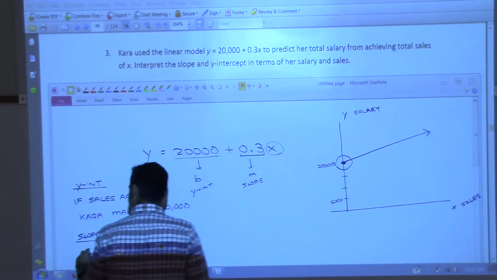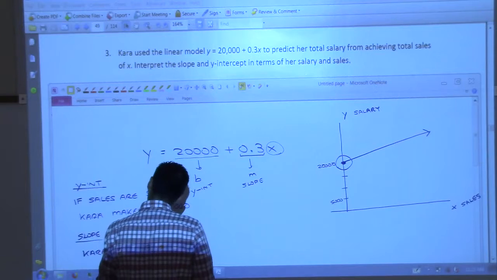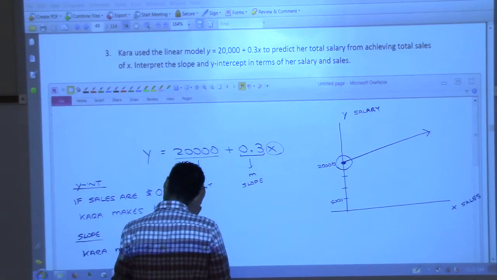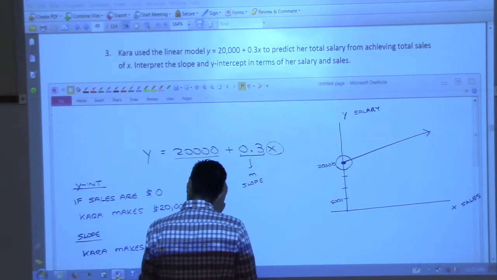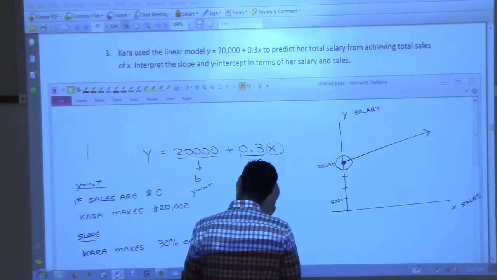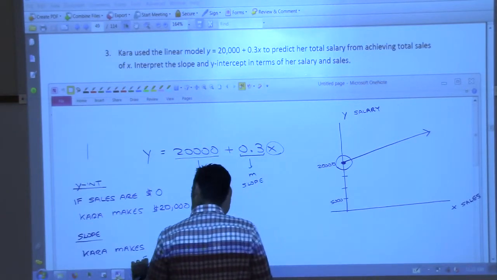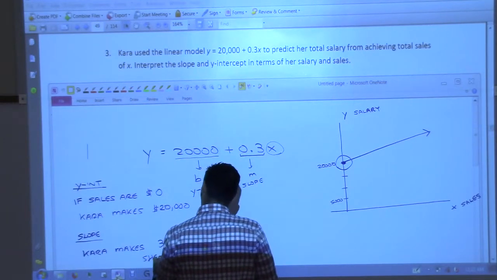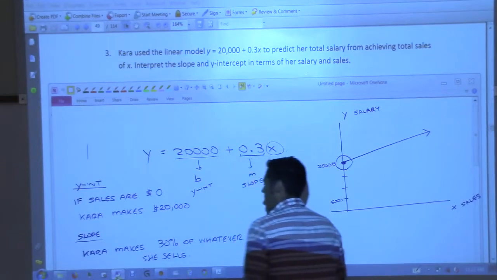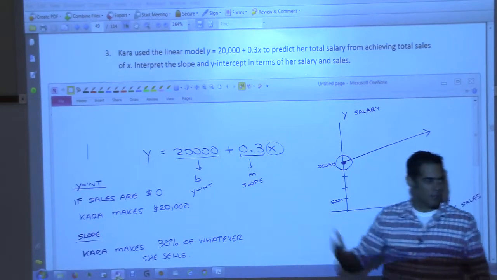Slope tells us Kara makes 30% of whatever she sells. Point 3, move the decimal 2 places to the right, that's where we're getting the 30%.